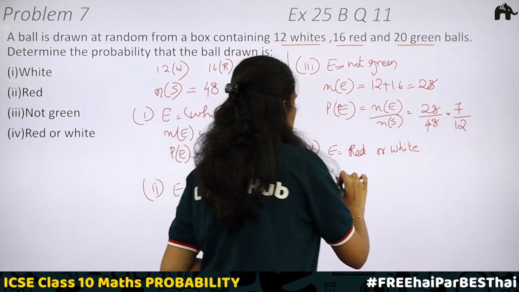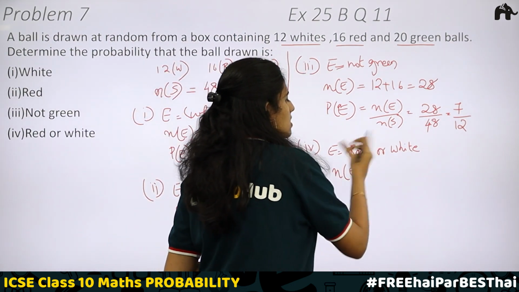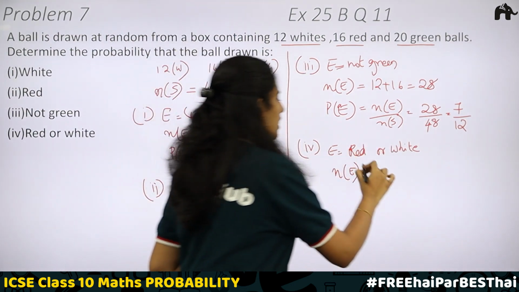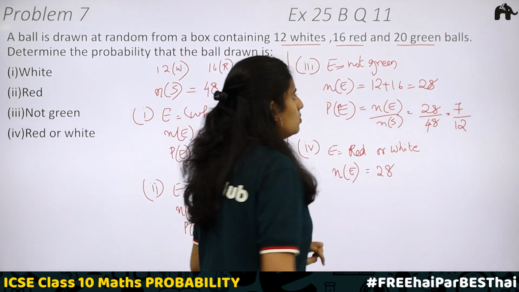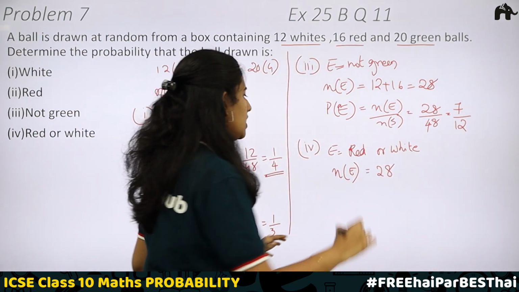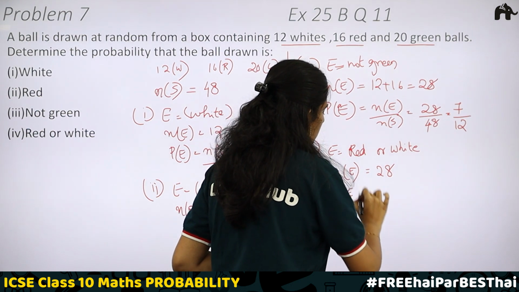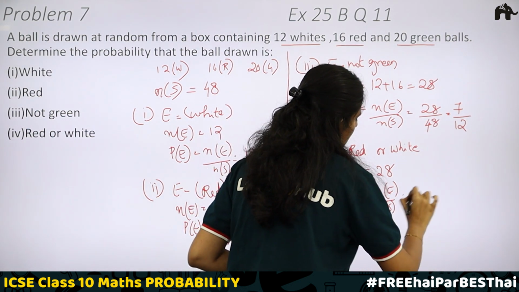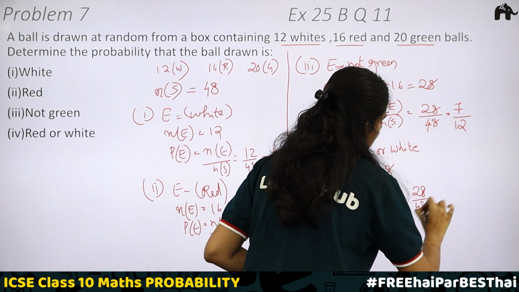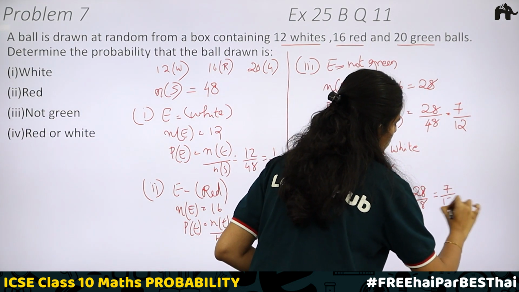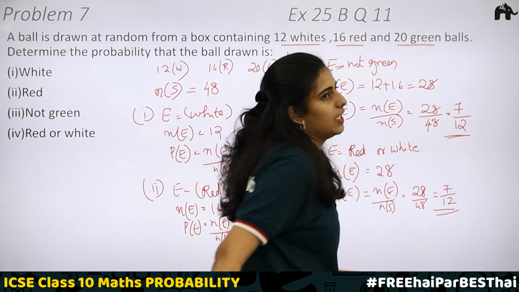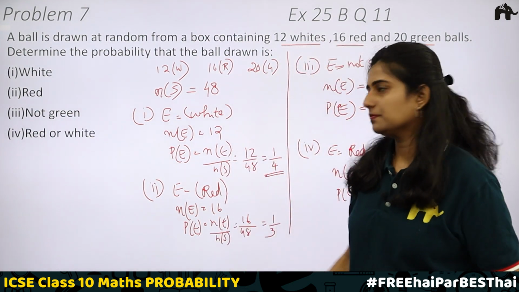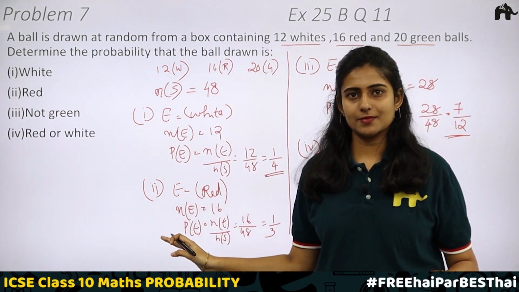Same thing. N of E will be equal to... Not green means it should be either red or white. Again 28. 12 plus 16 equal to 28. Then the probability of the event will be N of E by N of S. That is 28 by 48, which is equal to 7 by 12. Again we are getting 7 by 12. Understood this problem? Okay, fine.